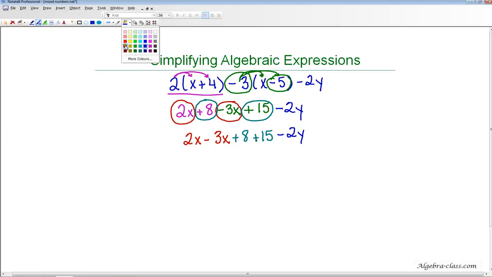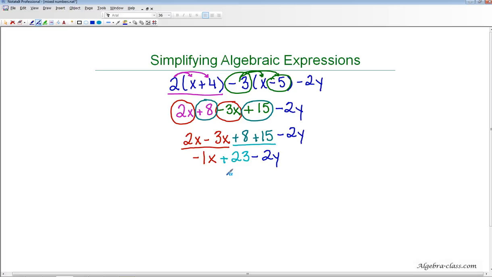Once I'm finished with that, I can go ahead and combine my like terms. So 2x minus 3x, think of 2 minus 3, which is -1x. And now I'm going to combine the 8 plus the 15. 8 plus 15 is going to give me 23. And then I'm going to bring down the -2y.